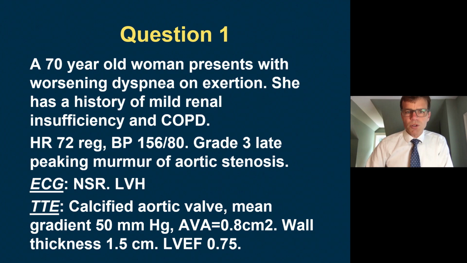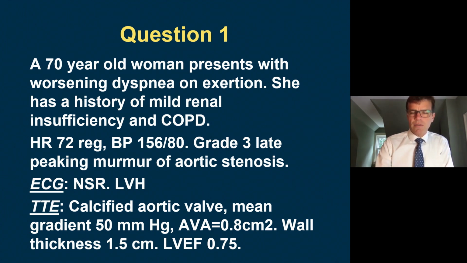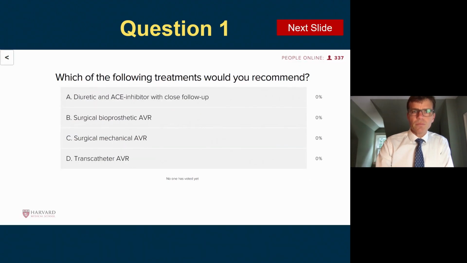Her ECG shows normal sinus rhythm, but some left ventricular hypertrophy. And the echo that you order shows that she has a calcified aortic valve with a mean gradient of 50, an aortic valve area of 0.8 centimeters squared, and her wall thickness, her LVH, is 15 millimeters or 1.5 centimeters. Her ejection fraction is 75%. So of these options, therapeutic options given to you, which is the best response?